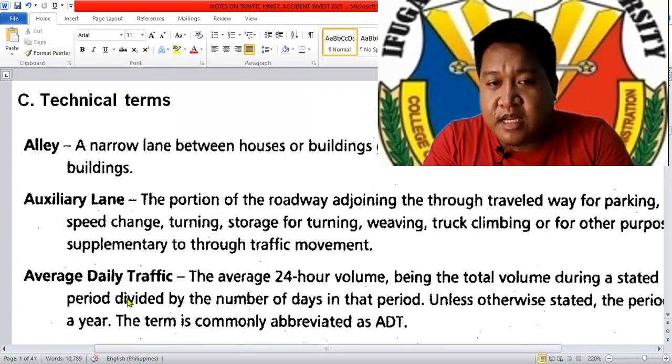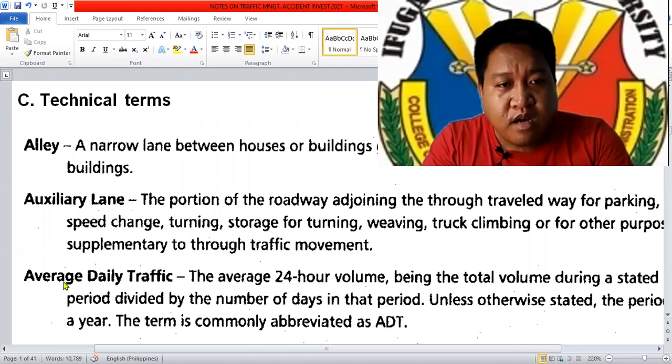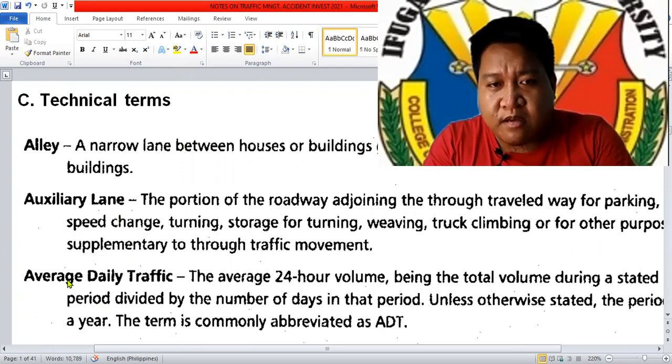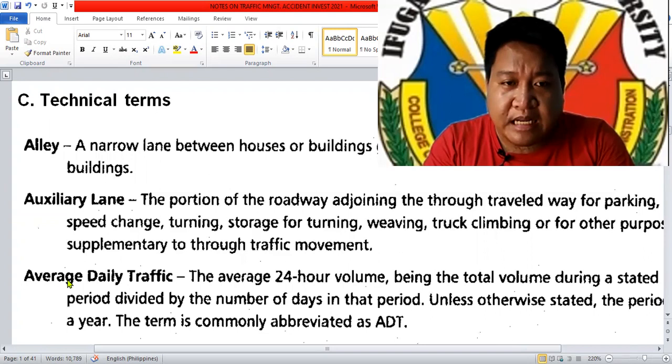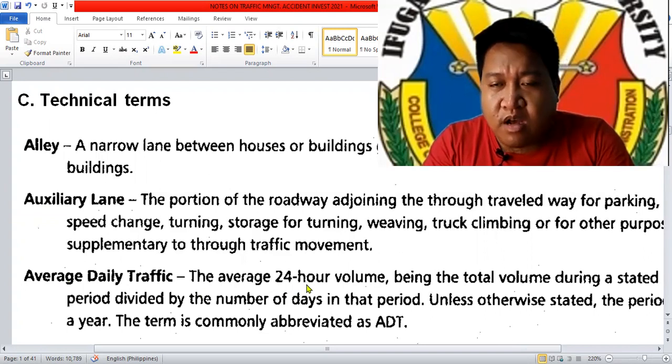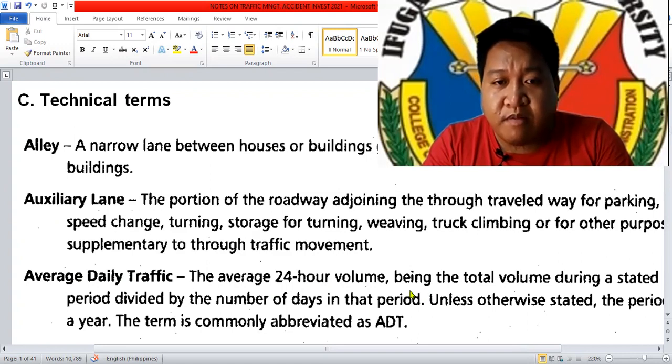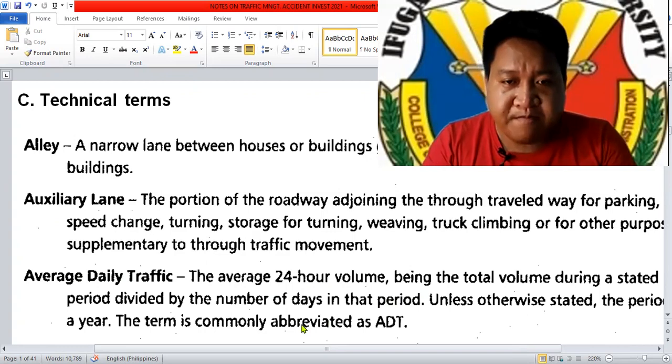Then the ADT, sometimes put as an acronym, ADT, which means average daily traffic. This is part of traffic assessment, when you assess the volume of traffic daily. It is the average 24-hour volume, being the total volume during a stated period divided by the number of days in that period, unless stated, the period is a year. The term is commonly abbreviated, as I mentioned, as ADT.